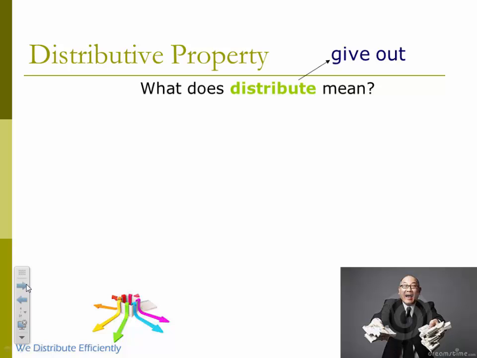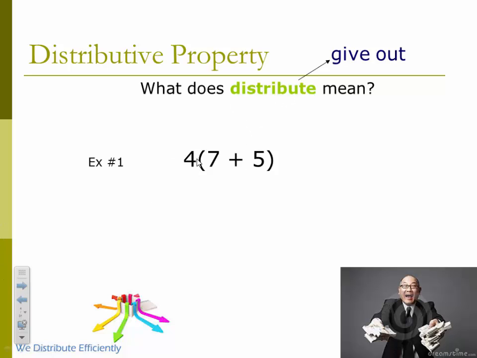Distribute means to give out. I'll give you some examples. If in class we hand out the iPads to every kid, we're distributing iPads to everyone. Mr. Wiedrick distributes homework every day. Of course. You should definitely distribute cupcakes to your math teacher. Okay, those things are examples of to distribute. Here's your example.